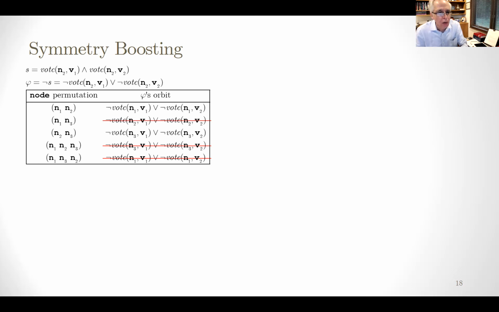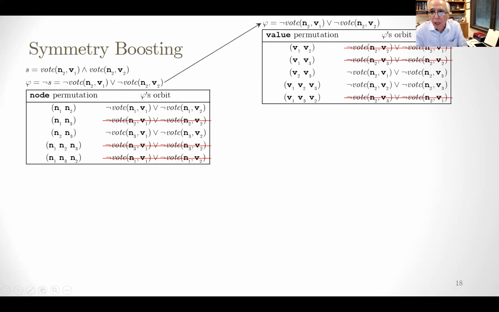We get vote N1V1, vote N1V2, and vote N3V1, vote N3V2. So we take each one of them, and now we permute the values. And here I'm going to use 3 values. So if I permute the values here, again, I would get different clauses.